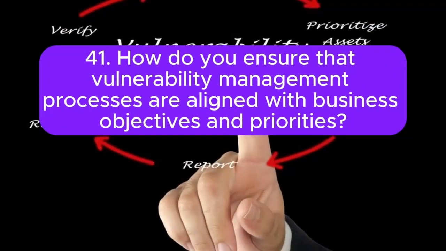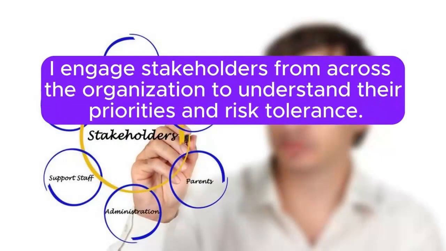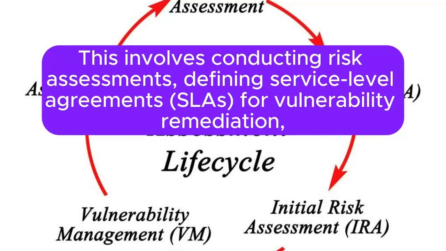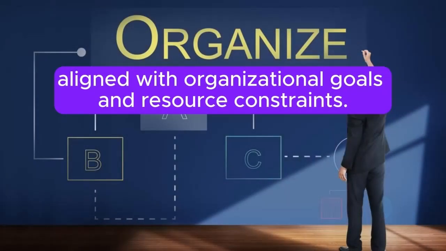41. How do you ensure that vulnerability management processes are aligned with business objectives and priorities? Answer: To align vulnerability management processes with business objectives, I engage stakeholders from across the organization to understand their priorities and risk tolerance. This involves conducting risk assessments, defining service-level agreements (SLAs) for vulnerability remediation, and regularly communicating with business leaders to ensure that security efforts are aligned with organizational goals and resource constraints.